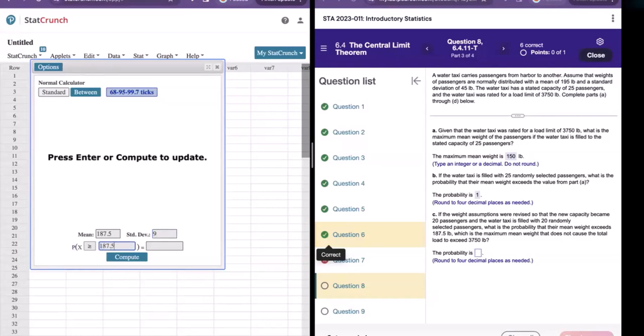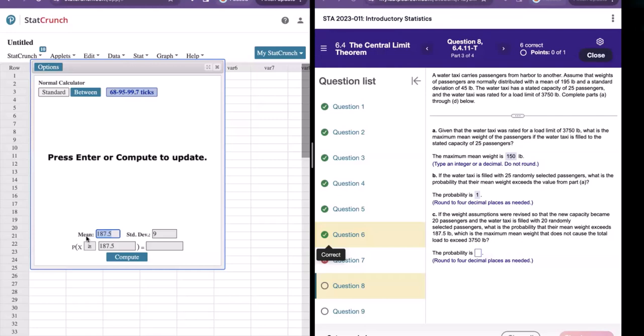So here's the thing. I haven't even had a chance to really read what this all says and understand it, and y'all have numbers everywhere. Did you notice that? Everybody's just trying to figure out what numbers to put where instead of trying to figure out what this is saying. So if the weight assumptions were revised so that the new capacity became 20 passengers and the water taxi is filled with 20 randomly selected passengers, what is the probability that their mean weight exceeds 187.5 pounds?